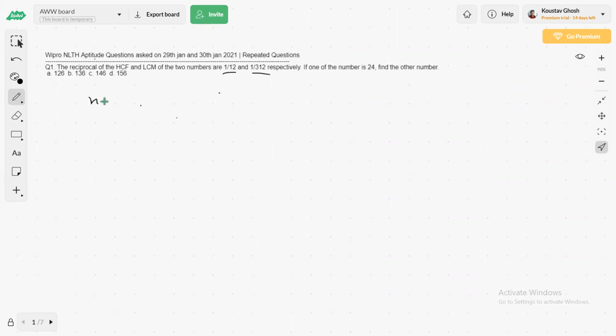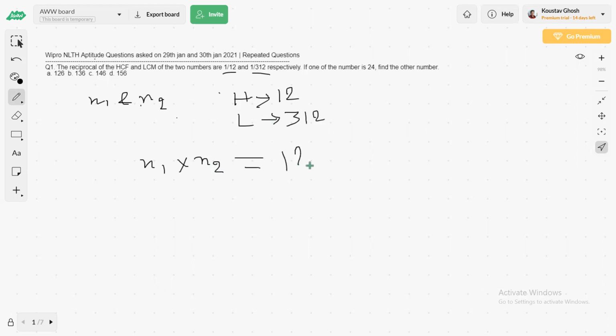Let the numbers be N1 and N2. The reciprocal of HCF is 1 by 12, so the HCF is 12, and the reciprocal of LCM is 1 by 312, so the LCM is 312. We know that the product of two numbers equals the product of their HCF and LCM. So N1 into N2 equals HCF into LCM, that means 12 into 312.